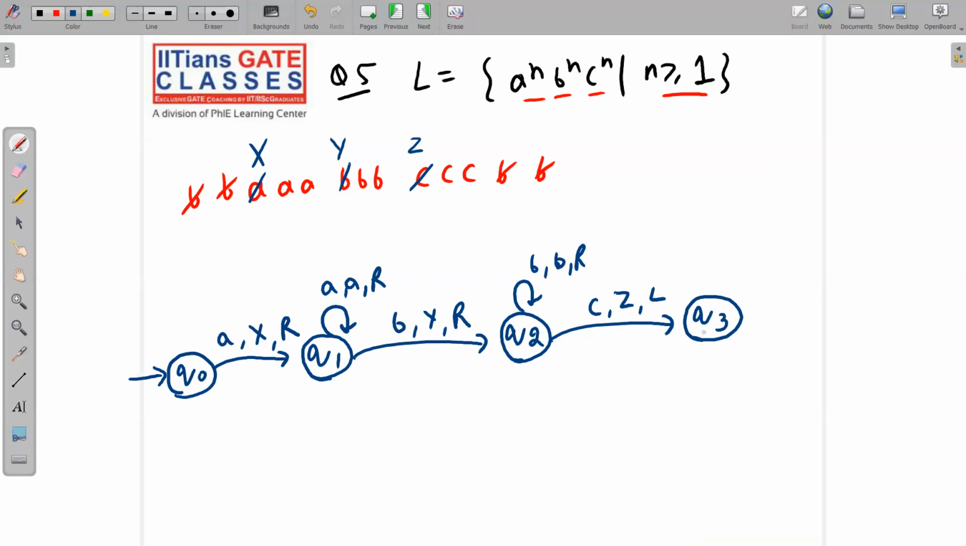What will Q3 do? Q3 will see here carefully. Q3 will ignore the B's, ignore the Y, ignore the A. It will be in the search of X only. So Q3, what will Q3 do?